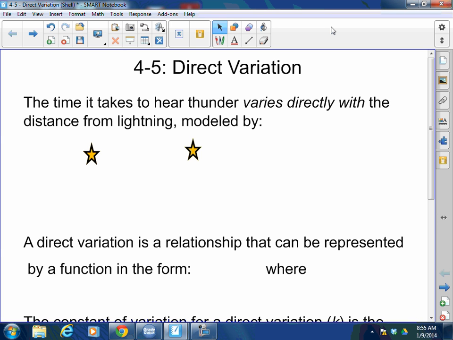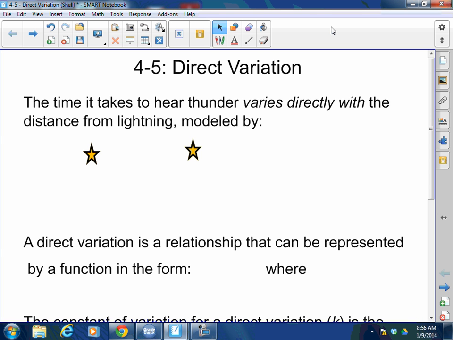Today we're going to continue investigating the power of slope. It's not called slope, it's called direct variation, but it's the power of slope that is going to determine what is called a direct variation. Okay? Let's think about it this way, guys.